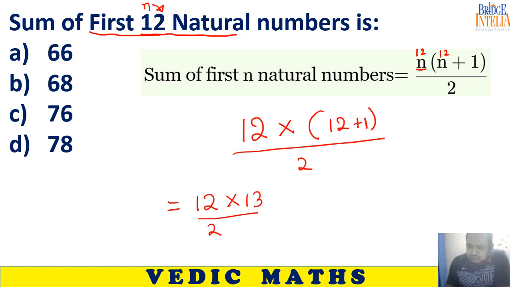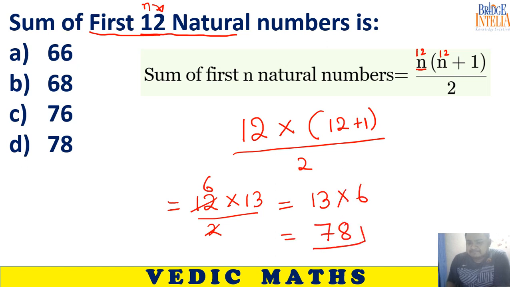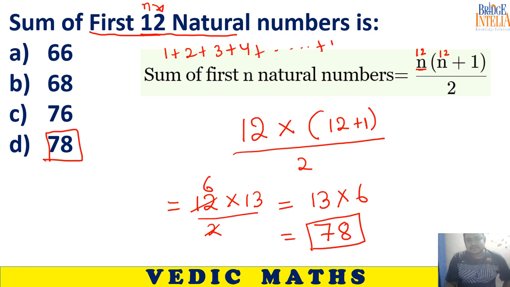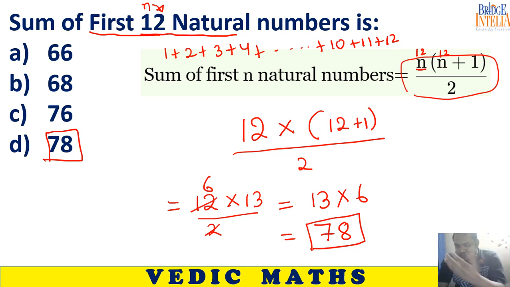Now 12 and 2 will be cancelled. So 2 sixes are 12. So the final answer is 13 into 6, that is equal to 78. So the final answer is 78. If you do it manually, if you count this whole series one by one, then also you will get the same answer. You will get the answer as 78. You can try doing that. But why would you try if you already have a ready-made formula? That is why formulas are taught to you. Let's have a look at the next question.